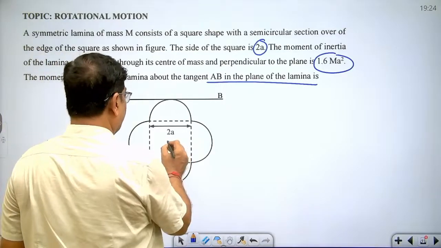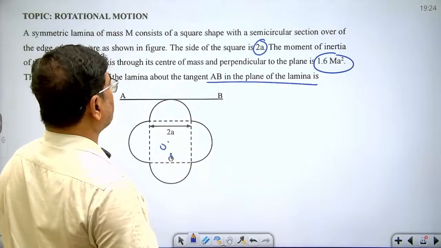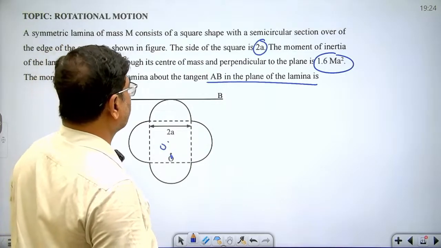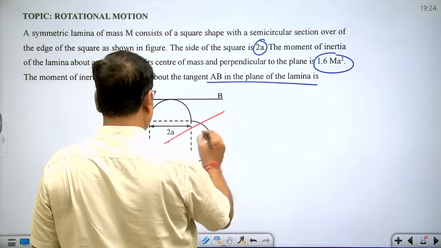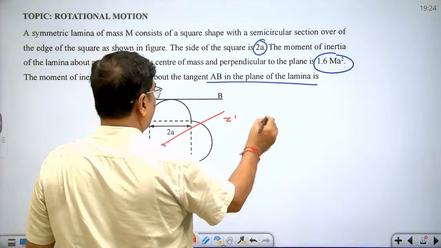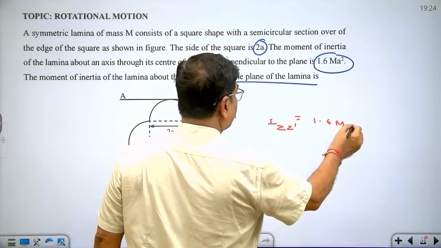This system is symmetrical. So the moment of inertia of this system about an axis passing through its center of mass and perpendicular to its plane, we can write the equation like this. This is about zz dash. It is given in the question as 1.6 ma square.